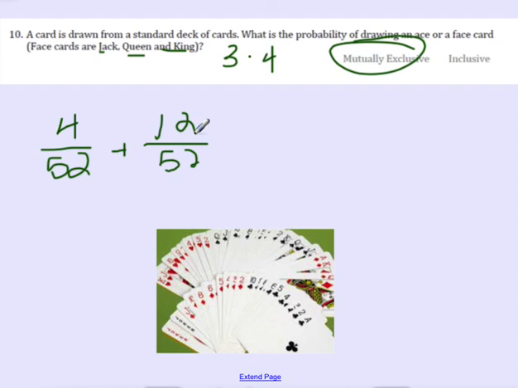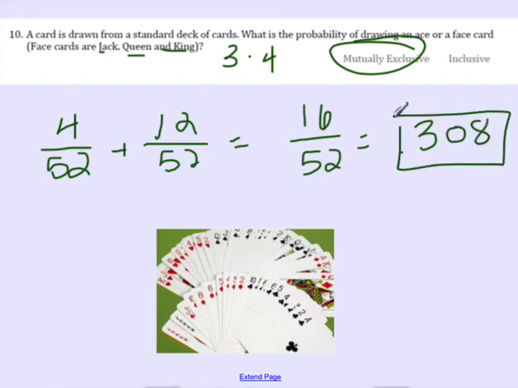So now we can go ahead and add this. 4 plus 12 is 16. 16 divided by 52, and you get 0.308. So that means there's a 30.8% chance of that occurring.